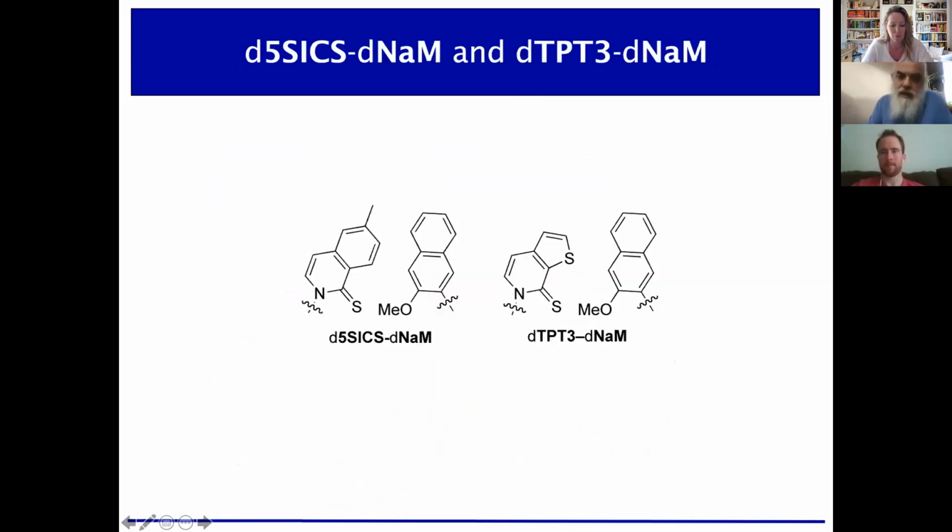And XY, remember this TPT3 analog that I mentioned earlier? We now knew that it replicated in a PCR reaction better than 5SICS-NaM. So the in vitro plasmid where we constructed the unnatural base pair was made with this pair. The experiment I'm about to describe was made with this pair. And so this is going to come back to be important in a few seconds.